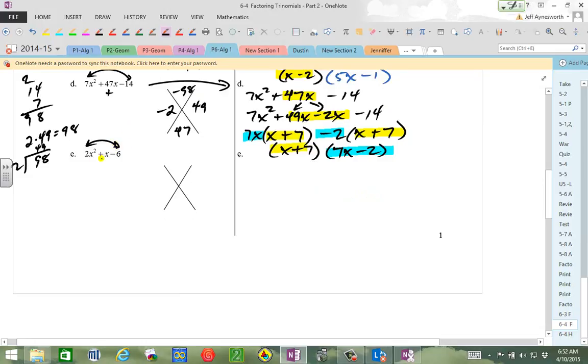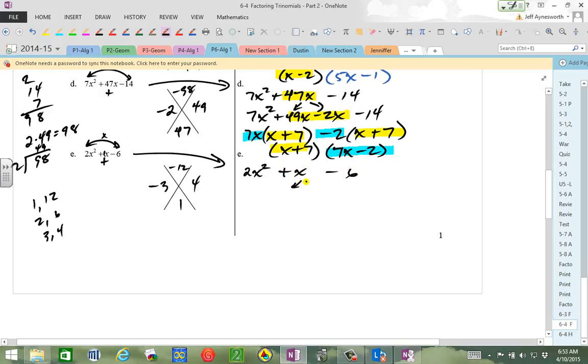2 times negative 6 is negative 12. And the coefficient here is 1, so you put a 1 here. So what two numbers multiply to negative 12 and add to 1? Let me see. 1 and 12, 2 and 6, 3 and 4. So let's use 3 and 4, make the smaller one negative. Why? Because negative 3 plus 4 is positive 1. So we have 2x squared plus x minus 6.